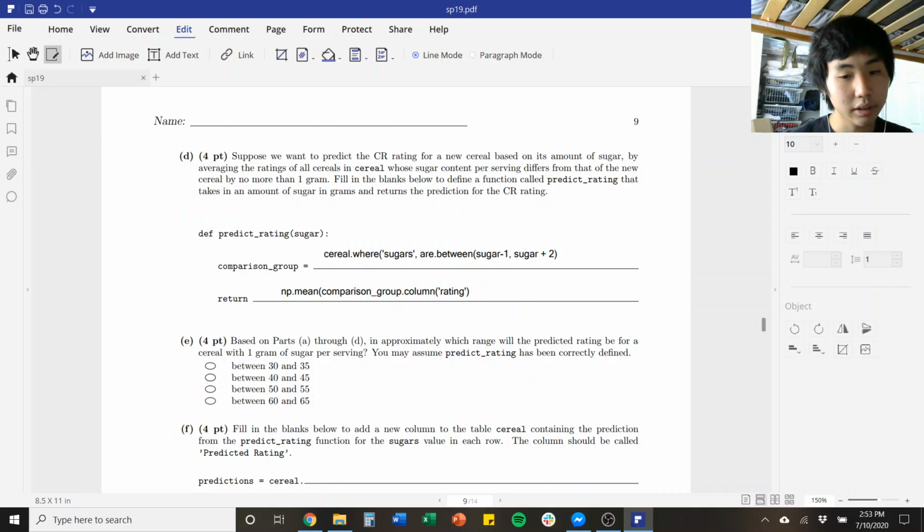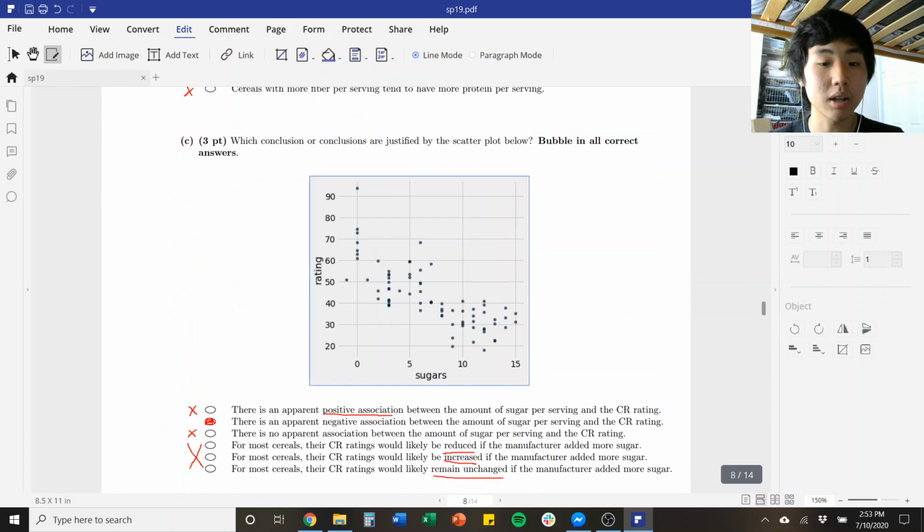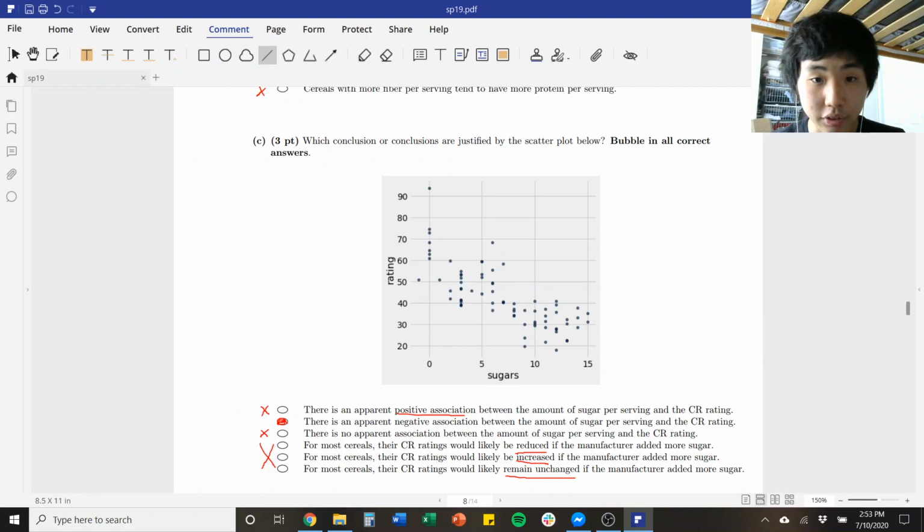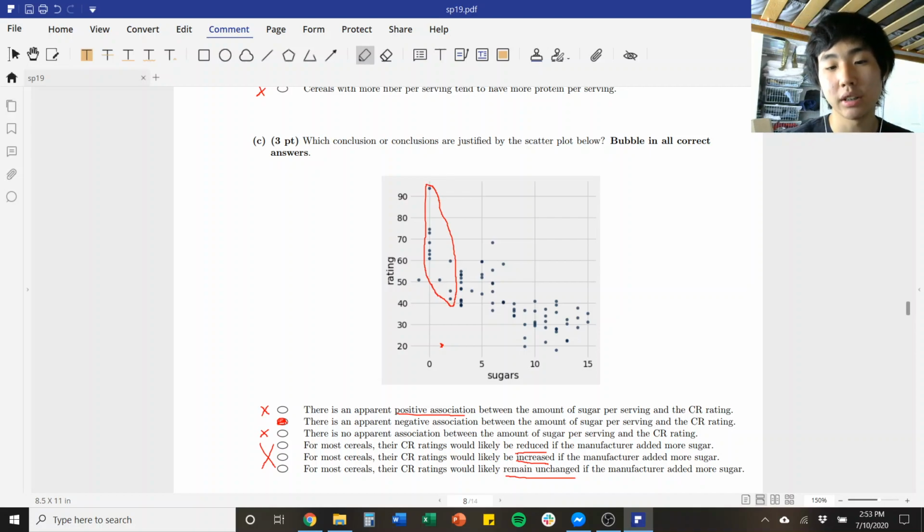Okay, part E is what range will be the predicted rating for a cereal with 1 gram of sugar per serving. So let's go back up to this scatter plot right here. So 1 gram of sugar is about right here. So we want to look at all the sugars between 0 and 2. So these are going to be included, and I think all the way down here. So we want to take the average rating of these, and while it is possible for us to go and figure out an exact number for the rating of each one, we're not going to do that because it's a little bit complicated and just tedious.